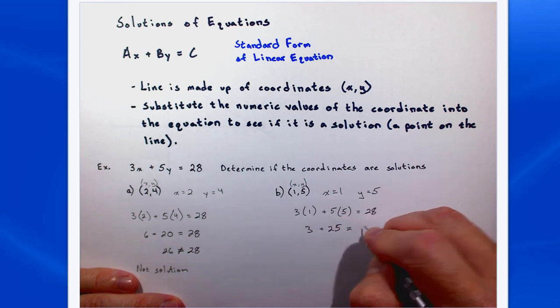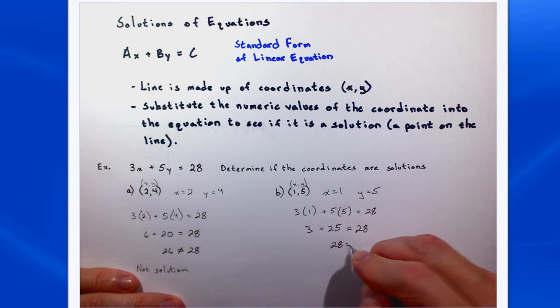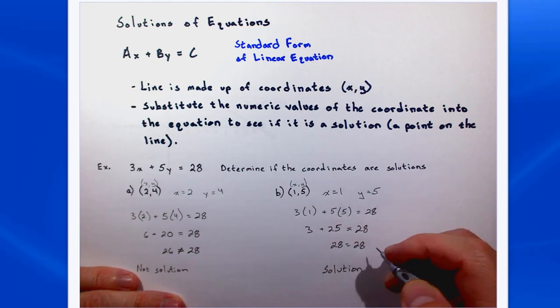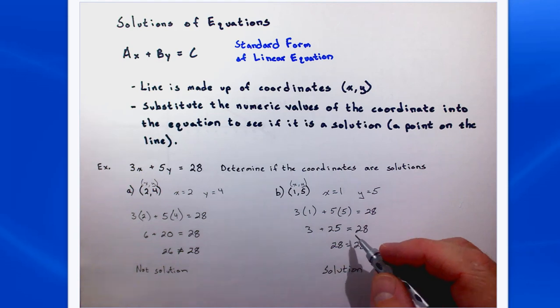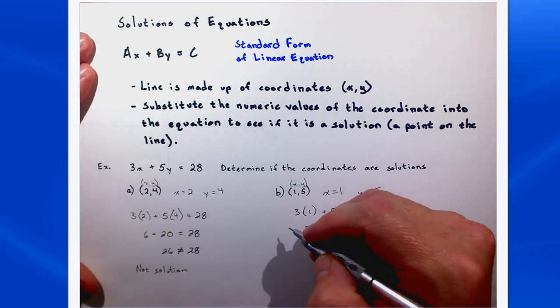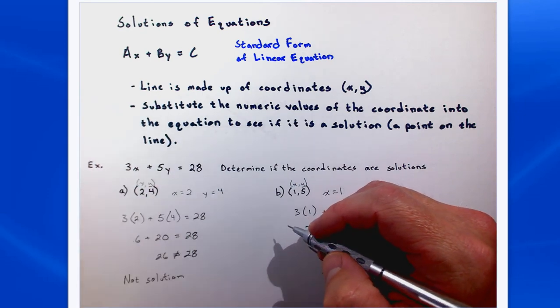Okay, that looks pretty good. I think this is a solution. So that is 28 equals 28. So yes, this is a solution to that equation, meaning this coordinate, this ordered pair, is on that line. It is a part of the line. And let's take a look at this graphically.